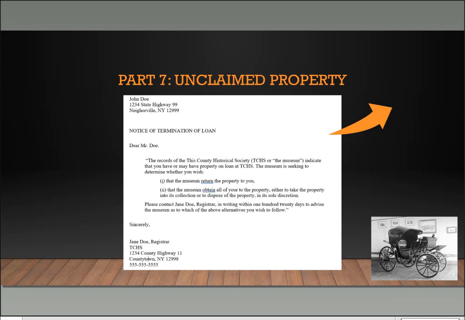So here's what it says. Notice of termination of loan. It says that because the law tells me that the letter has to say this. Dear Mr. Doe, the records of this County Historical Society indicate that you have or may have property on loan. The museum is seeking to determine whether you wish to... We're only giving John Doe two choices here. I'll explain why in a second. The museum's going to give you the property back, or the museum is going to obtain all of your rights to the property and do whatever we want with it.